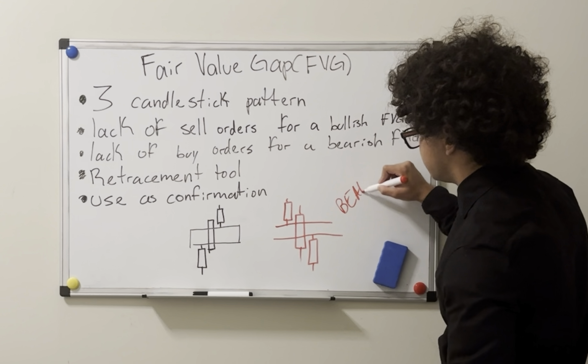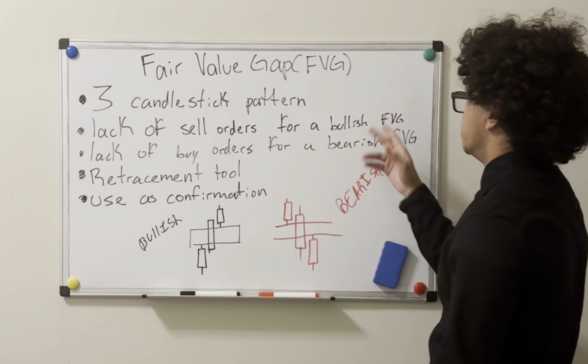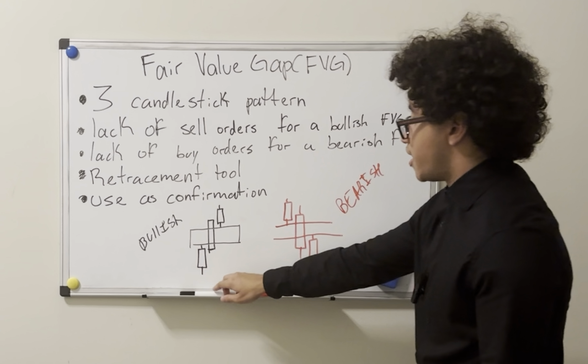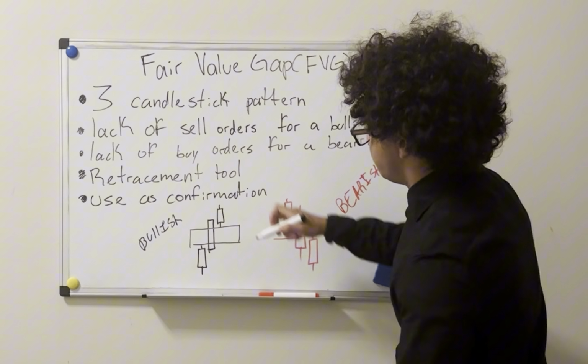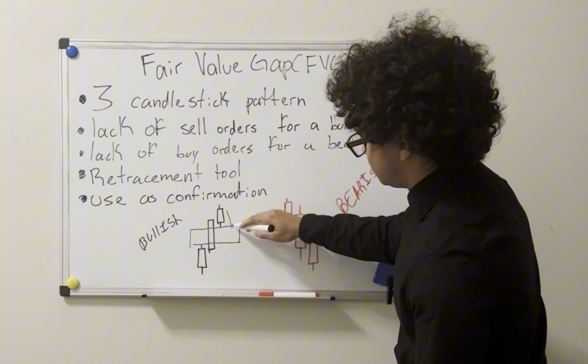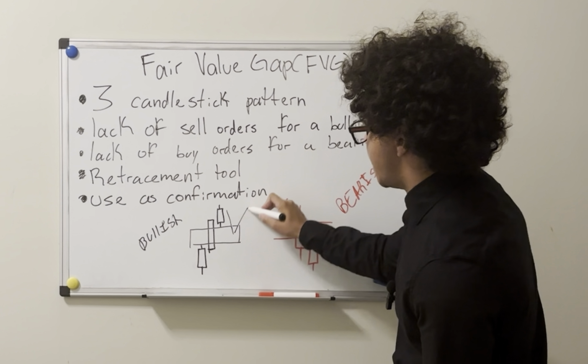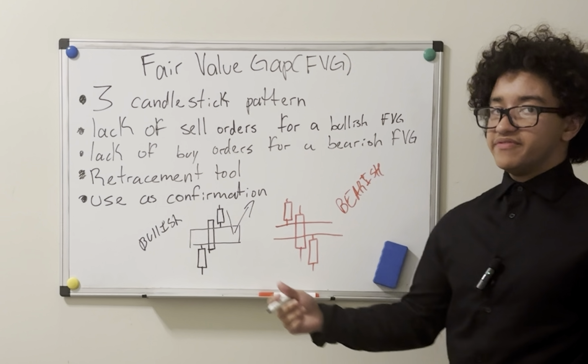So what does this mean? For a bullish fair value gap, it means there's a lack of sell orders in this area. So price is mostly going to want to come back down to this area, and since there's a lack of sell orders, it's going to bounce off of that area and go up even higher.